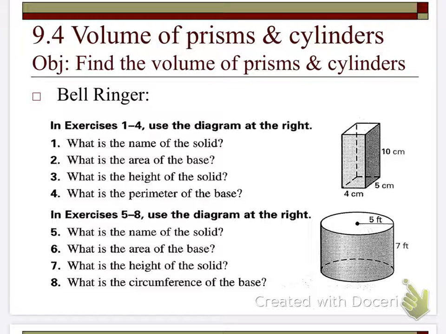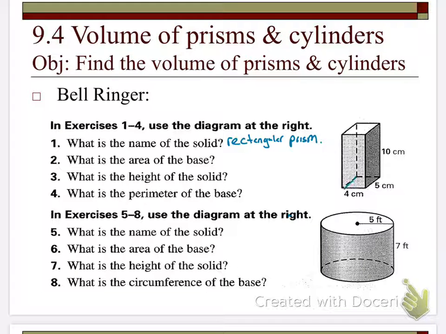We're going to name the solid. So if you look over here, you see that the sides of it are rectangles, which means it's a prism. And then you have to look at the base. And we see that it's a rectangle. So we have a rectangular prism. Okay, what's the area of the base?